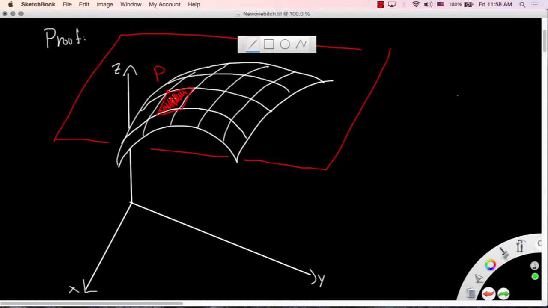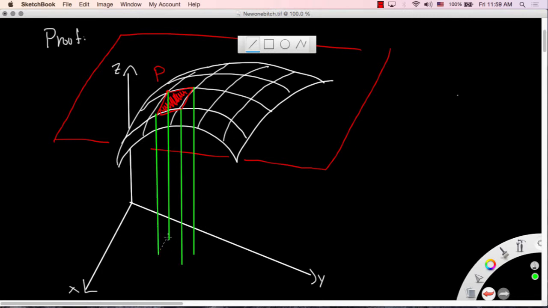So for this rectangle on the tangent plane, we're going to go ahead and project it down into the xy plane, like so. You can imagine that in the xy plane it also forms another rectangle. I'll call this little bit of area delta A for the change in area.